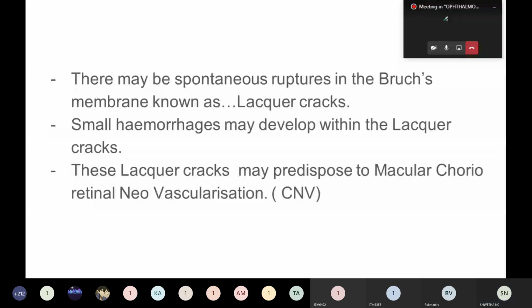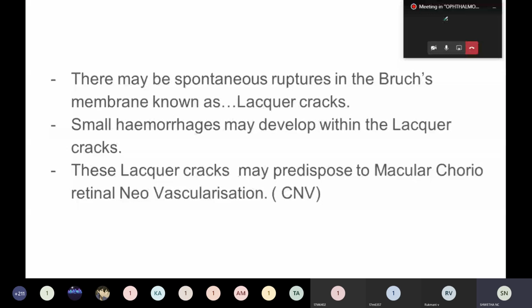So there may be a new vessel formation, what we call chorioretinal neovascularization. So new vessels will start developing with these lacquer cracks. These are the spontaneous ruptures in Bruch's membrane. Sometimes you can see hemorrhages because of these lacquer cracks, and there may be a predisposition to new vessels, what we call chorioretinal new vessels.